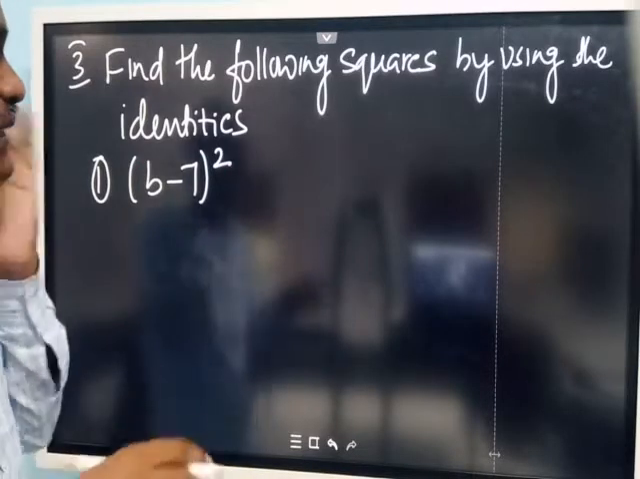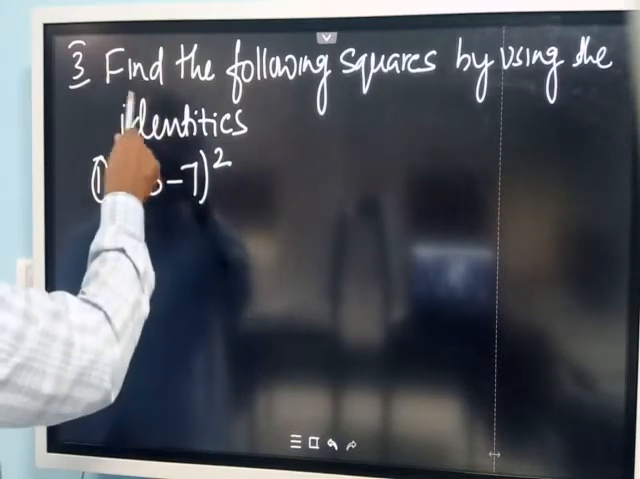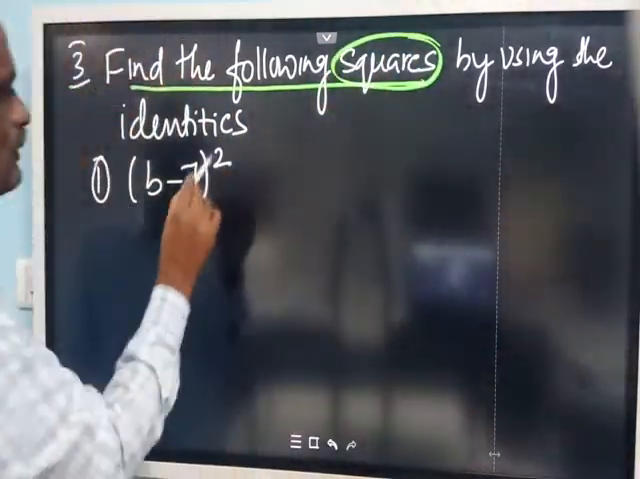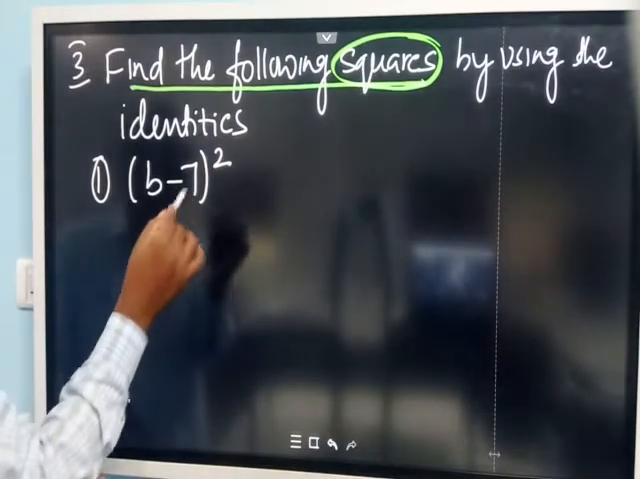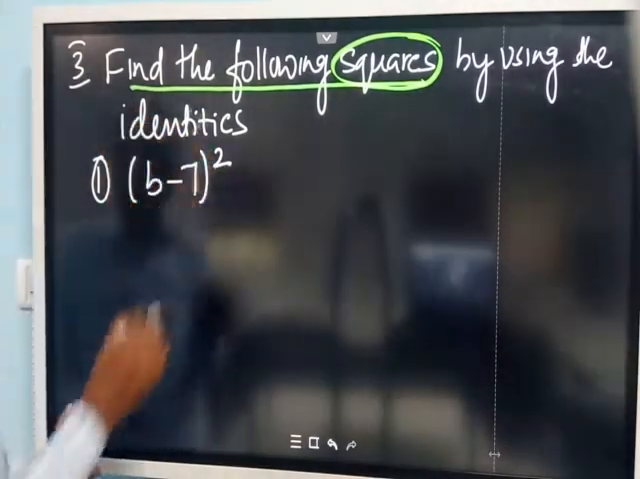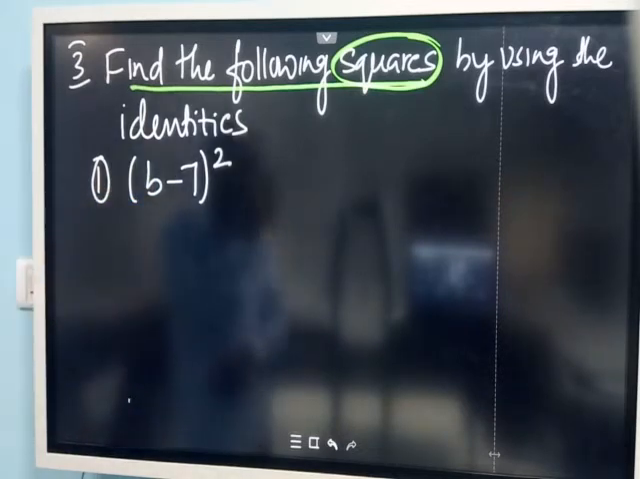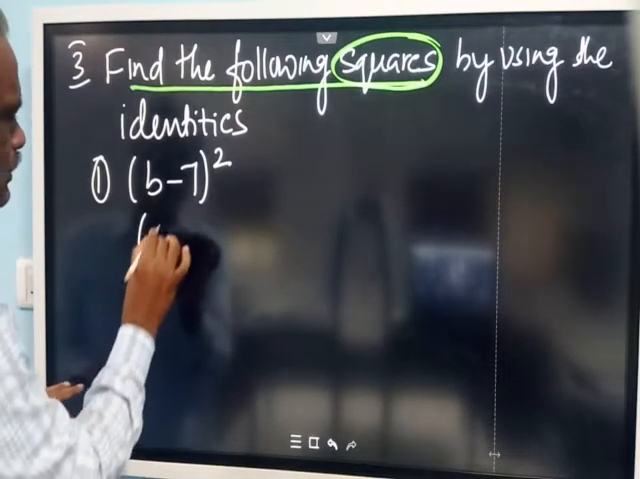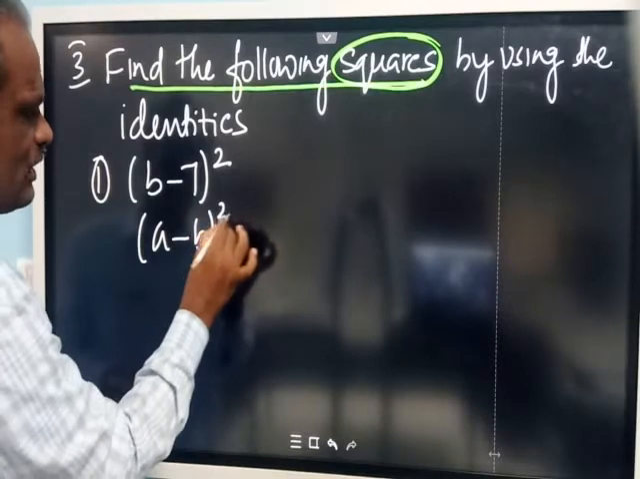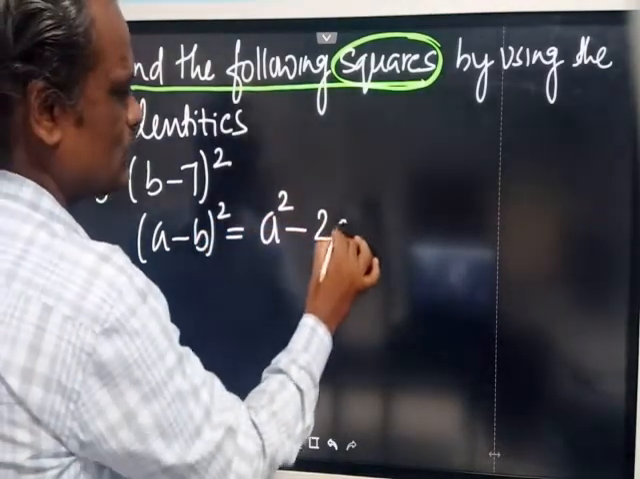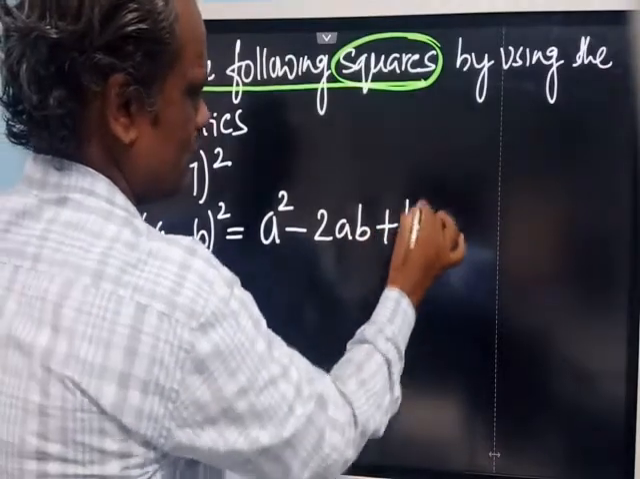This is in the example problems we are doing. Find the following squares, using the identities. Use the identities which are similar to this one: b minus 7 whole square. Which identity will we recall? By looking, you write a minus b whole square, which is nothing but a square minus 2ab plus b square.